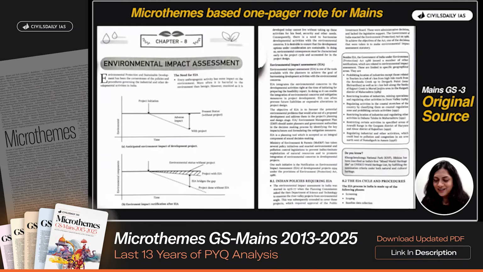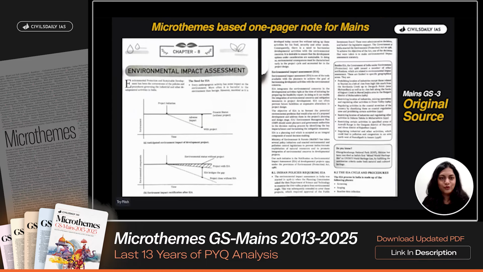Right? So this is the screenshot from the book that everyone has gone through for the environment preparation. Now, if you go through these paragraphs before your mains and try to make notes out of it, is it possible? No, it's not.